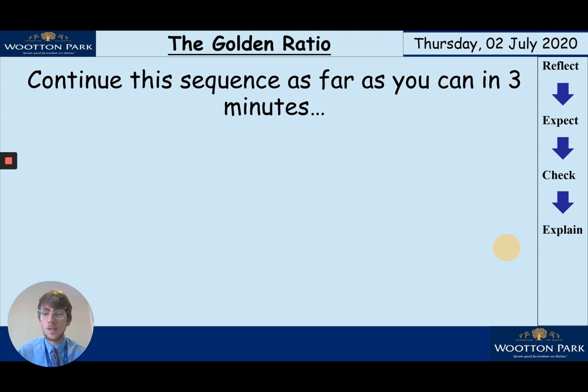So what I want you to do is, the sequence is going to come up on the screen. I want you to pause the video, give yourself 3 minutes to see how far you can continue the sequence, find as many of the terms as you can, so spot the pattern. So here's the sequence, pause the video. How many terms in this sequence can you find? It starts off 1, 1, 2, 3, 5, 8. How many terms in this sequence can you find?